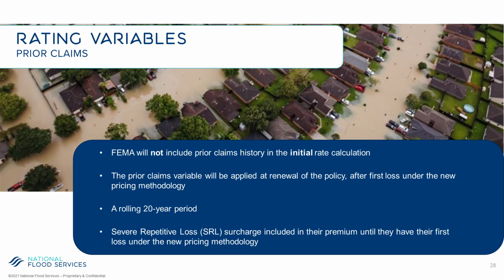For prior claims, FEMA will not include prior claims history in the initial rate calculation. With the NFIP, flood claims follow the property and not the policyholder. Only claims that fall under a 20-year rolling period will actually be considered, and FEMA also needs to account for severe repetitive loss properties. Before we talk about this further, I want to clarify what an excluded loss is.